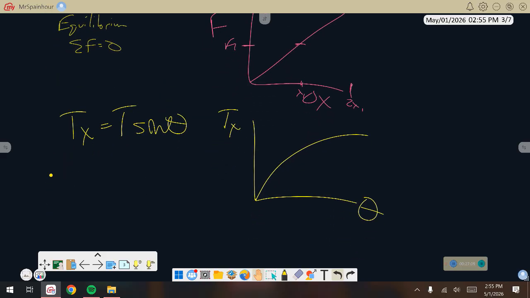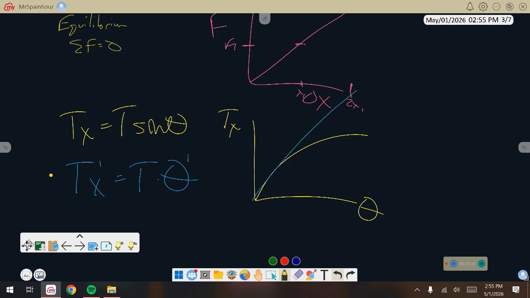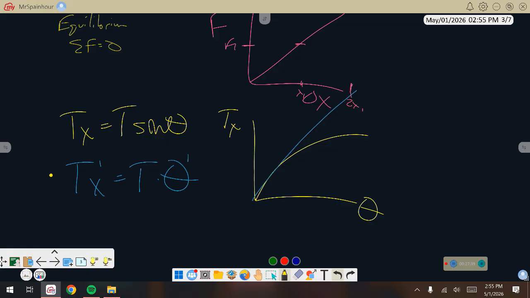Well, how would you change the equation? Linear regression. No, not there yet. Probably like cosine. Nope. You need it to be proportional. Tension in the x is equal to tension times theta, now to the first power. And if I was to graph this guy, what would this look like? Linear. So if I graphed it on top of each other, it would look like this. So it is this, it's not this.